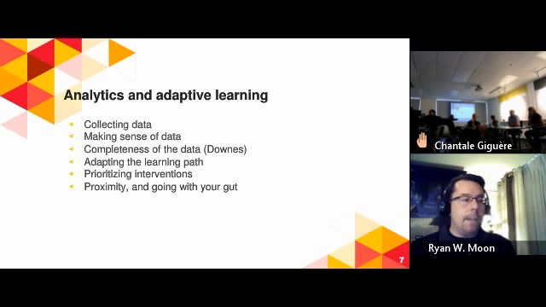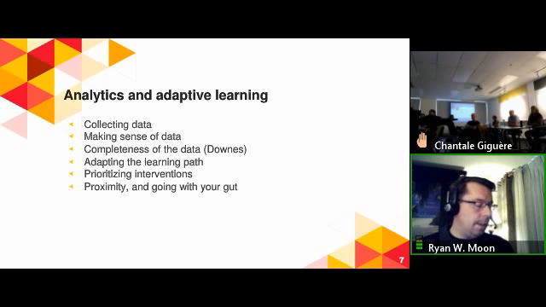Once you collect data and you make sense of it, the next logical step is to be able to adapt the learning path to the needs of the students and prioritize different interventions. We attended, Raphael and I, a presentation a couple of years ago by La Cité Collégiale in Ottawa, where they have an early warning system for students that are at risk of dropping out or failing, and students are flagged in a dashboard type interface, and teachers are given this data so that they can intervene with their students and hopefully prevent them from having any future difficulties.